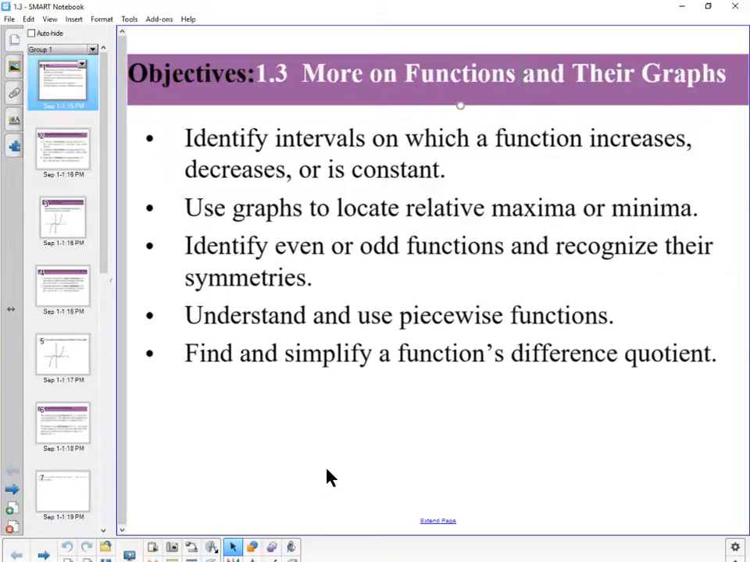Identify the intervals in which a function is increasing, decreasing, or if it's constant. We'll use a graph to locate what is called a relative maxima or relative minimum. Identify whether the function is odd or even. Recognize their symmetries. Understand what a piecewise function is, and then find and simplify a function's difference quotient. A difference quotient. Ooh. That's going to be fun.